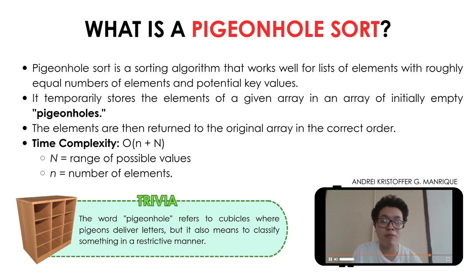Pigeonhole sort has a time complexity of O(n + N), where n is the number of elements and N is the range of possible key values. Because of this, it's most efficient when n and N are roughly equal. Essentially, it's a simple and direct sorting method, but it's not always practical for data with a large range of values.